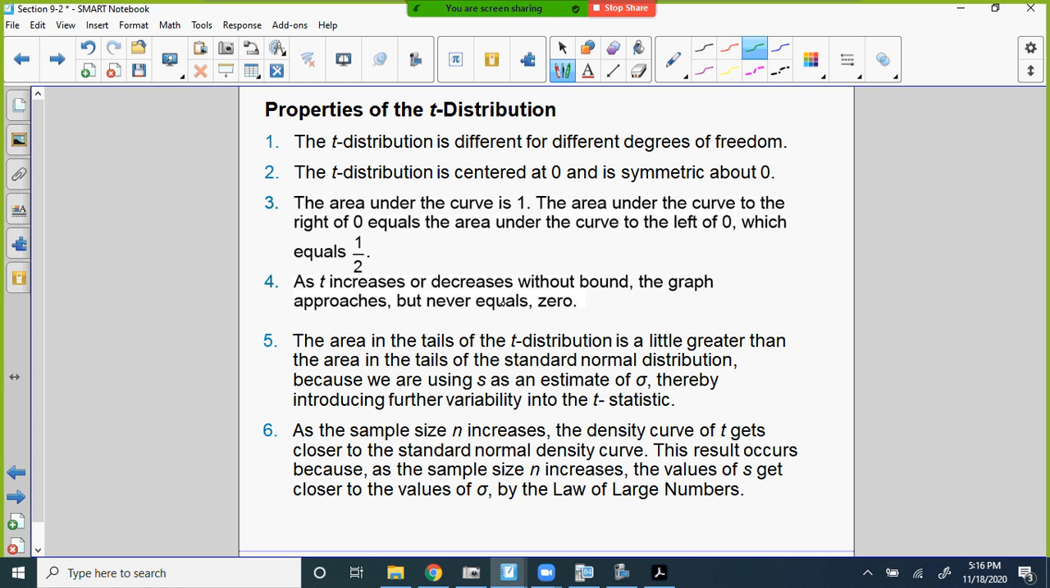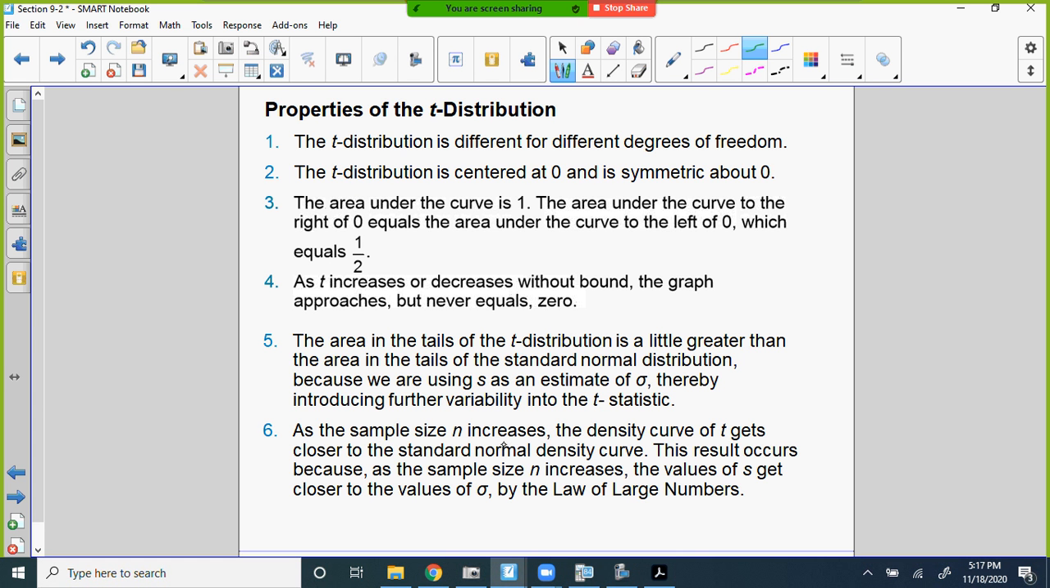All right. As t increases or decreases without bound, the graph approaches but never equals 0. It just means it continues going out to the left and right. All right. The area in the tails of the t is a little greater than the area in the tails of a standard normal distribution, because we're using s, the standard deviation of the sample, as an estimate of the population's standard deviation, thereby introducing further variability into the t statistic. Okay, so we're being cautious. We're being able to spread out, so we have a wider band, right?